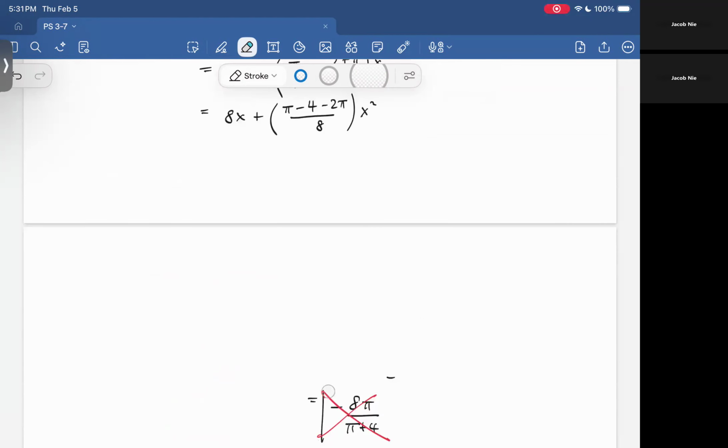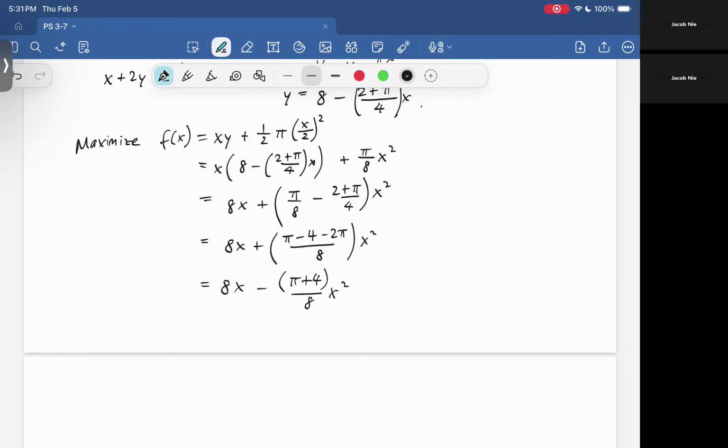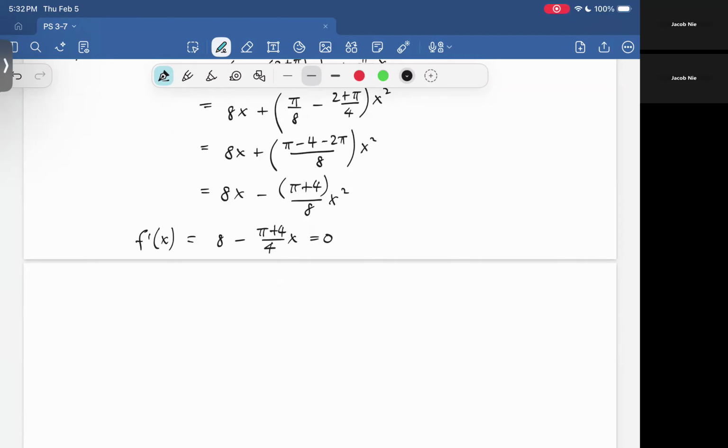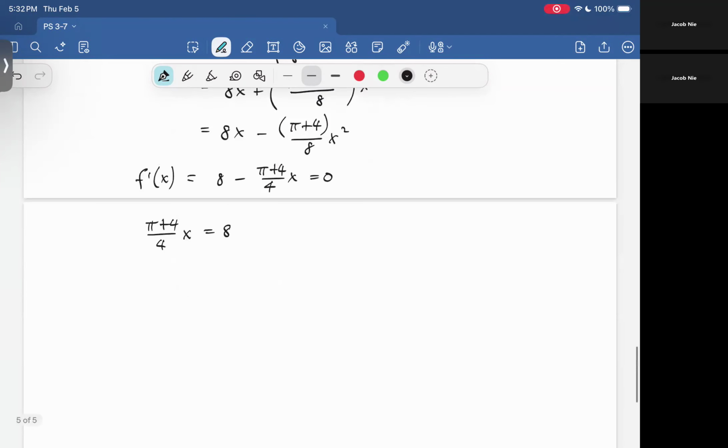Okay, let me keep simplifying this. 8x minus pi plus 4 over 8 x squared. And then if I differentiate it, I get 8 minus pi plus 4 over 4x. And now I can set it equal to 0. So I have pi plus 4 over 4x equals 8. So x is equal to 32 over pi plus 4.